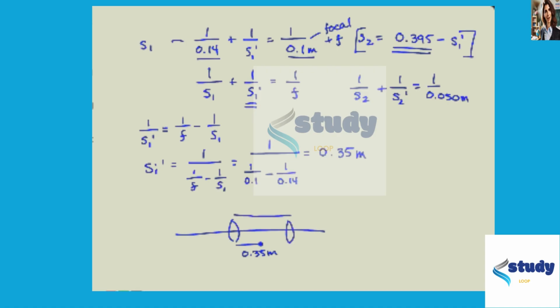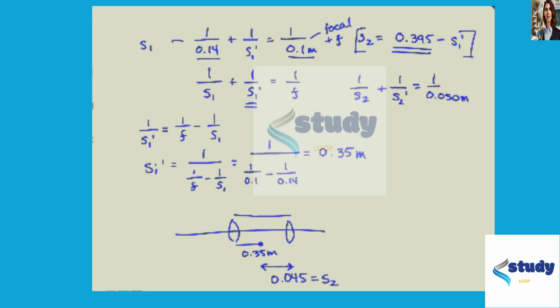And so my new distance of the object for the second lens is going to be the difference between these two. So that's 0.395 minus 0.35 gets us a 0.045 S2 value. And so again, this is the distance of the object from the second lens.